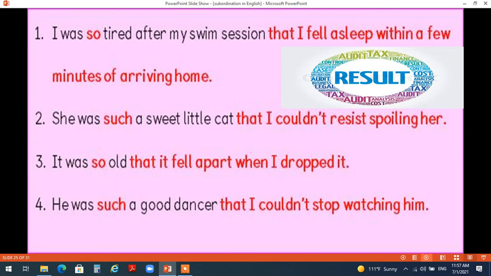He was such a good dancer that I couldn't stop watching him. That I couldn't stop watching him, this will be the adverbial clause of result. It expresses the result of the action expressed in the first part of the sentence.